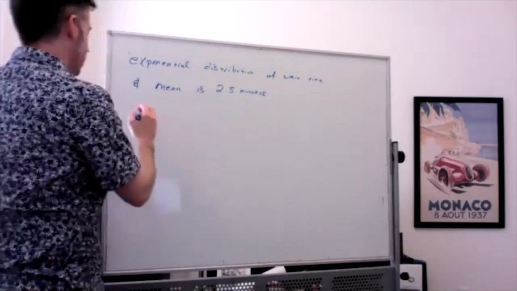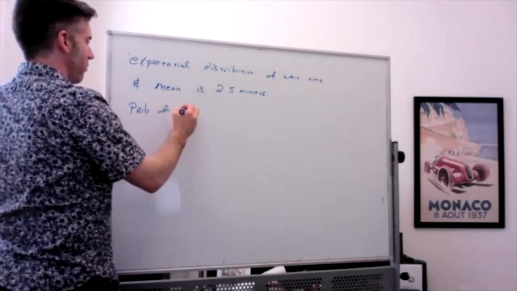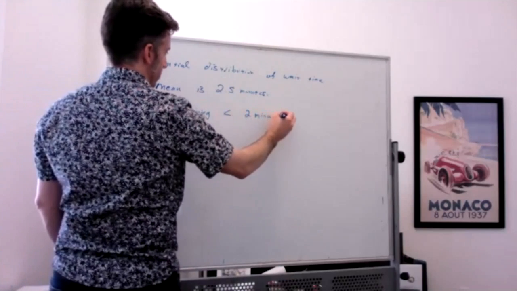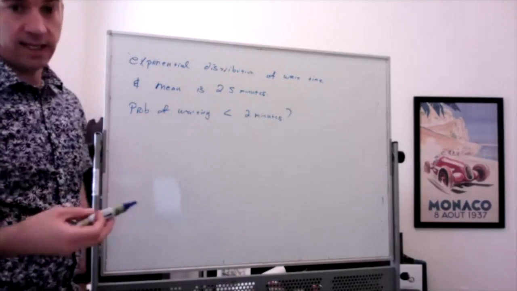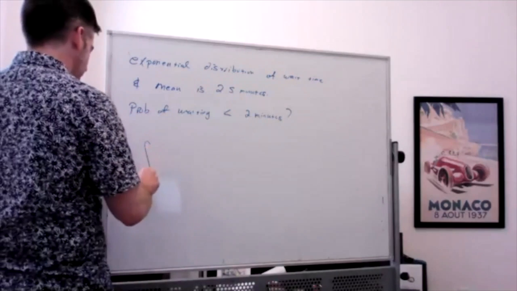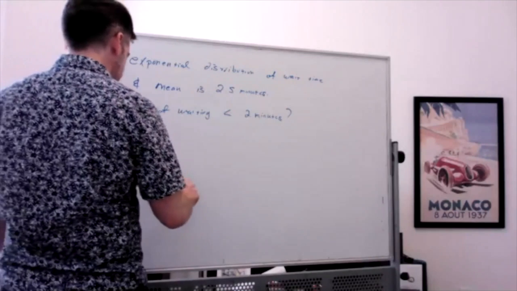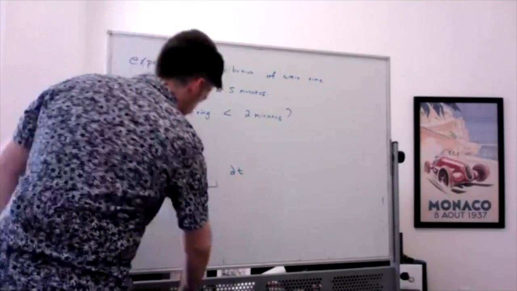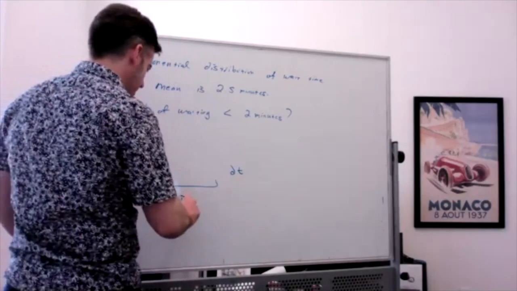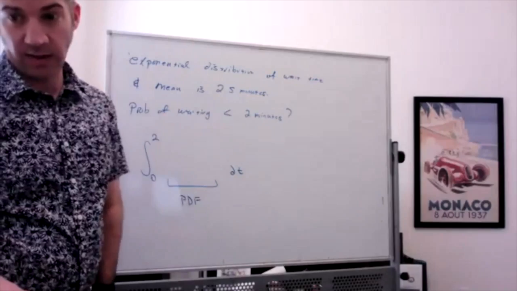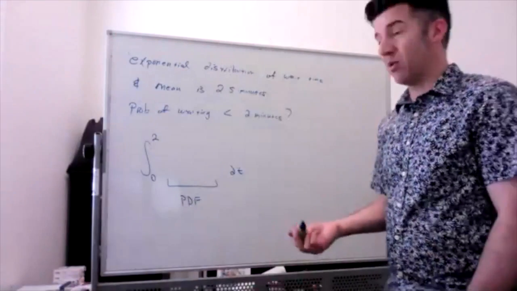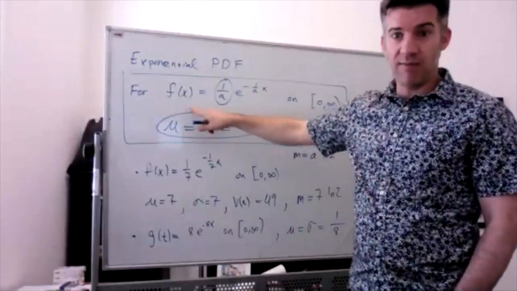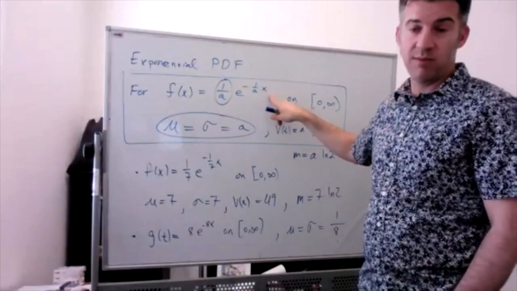I want to know what's the probability of waiting less than 2 minutes. So what I need to calculate is the integral from 0 to 2 of whatever my PDF is. But the problem is they didn't tell me the PDF. Well, they gave me enough information to find the PDF. So we know it's exponential, and we know what the mean is, right? And we know if the mean is a, then the PDF is 1 over a times e to the negative 1 over a times your variable.